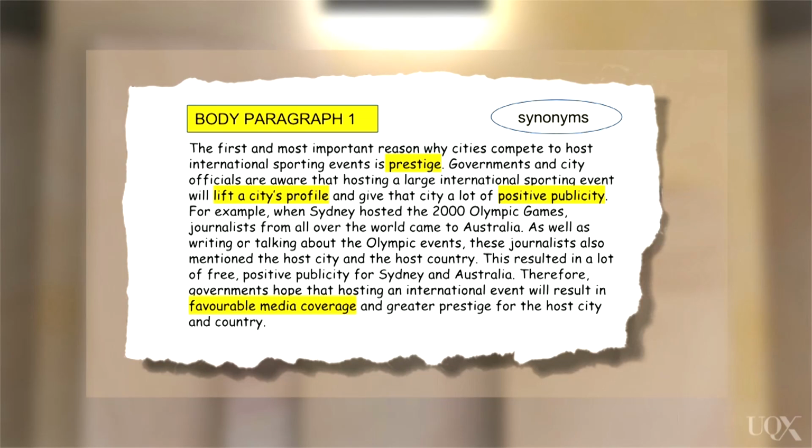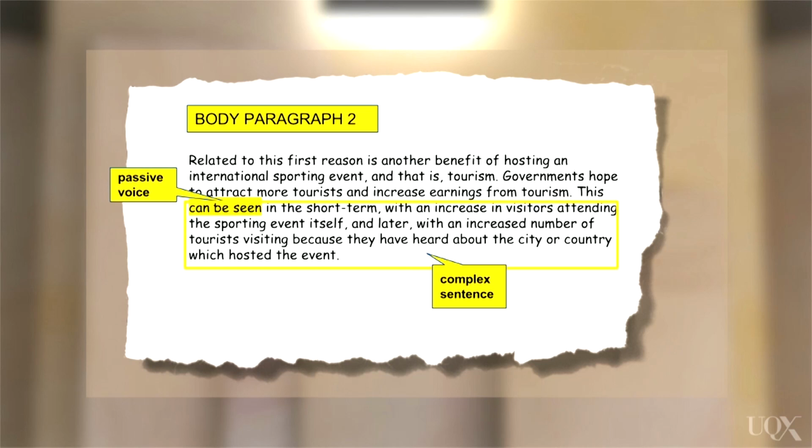Let's start with lexical resource, or vocabulary. Look at body paragraph 1 again, from the sample essay. Notice how the writer shows that she has a wide range of vocabulary by using synonyms, that is, words and phrases that have a similar meaning. Now let's look at grammatical range and accuracy. Here is body paragraph 2 from the sample essay. Notice how the writer uses complex sentences and a range of grammatical structures, such as passive voice, to show that she has a good command of English grammar.